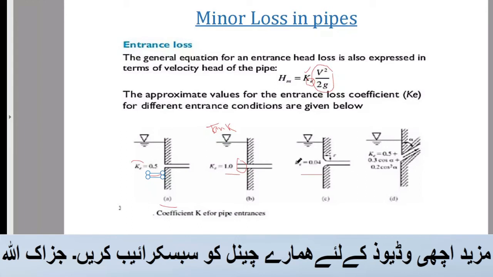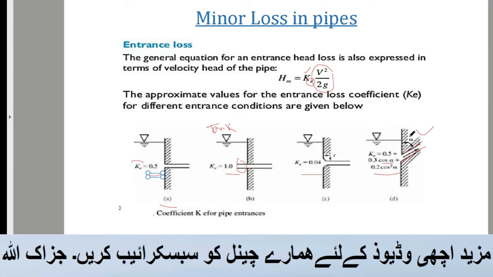If you have a numerical problem, then you will be given this diagram, and you have to remember these values for the coefficients of entrance, either 0.51 or 0.04, and here is the alpha, in which the entrance makes an angle with respect to its wall.